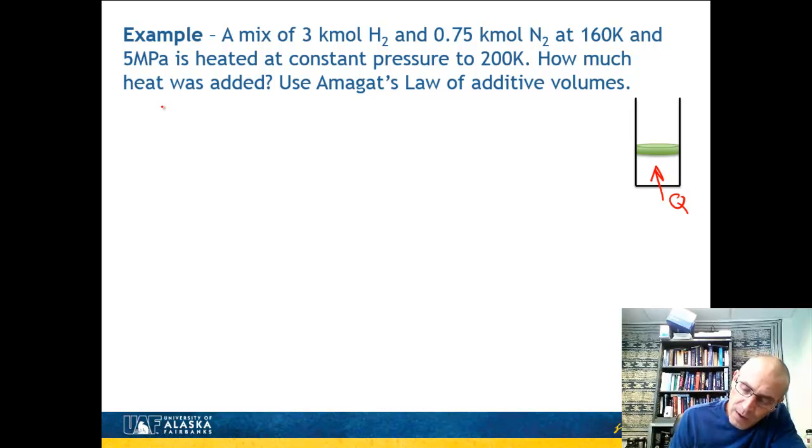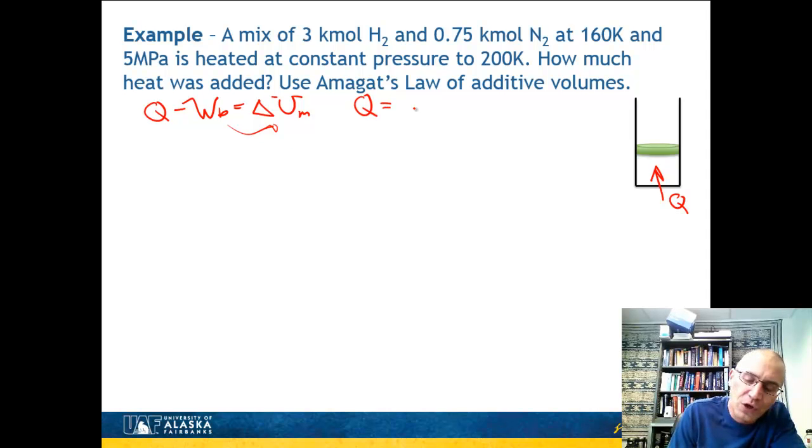And so if I write my energy balance for this, we know that the heat that goes in minus the boundary work is going to be equal to the change in internal energy of the mixture. And since this is constant pressure, I can move my boundary work term into here. And then I know Q is going to be equal to delta H of the mixture. So that's what I'm going to be looking for.